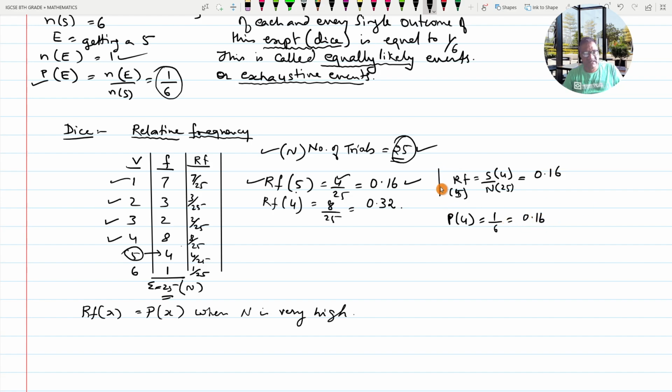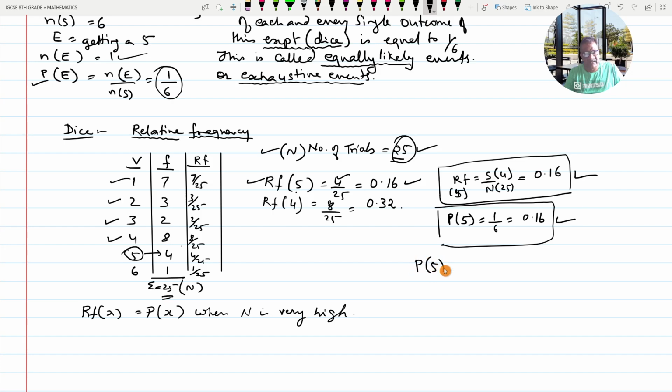So can you see, in this case, when the number of throws is 25, the number of trials is 25, the probability of getting a 5 is 0.16, and the relative frequency of 5 is also 0.16. The probability of 5 is 1 by 6, isn't it? So both these values are equal. So you can say that the probability of getting a 5 is the same as the relative frequency of 5.